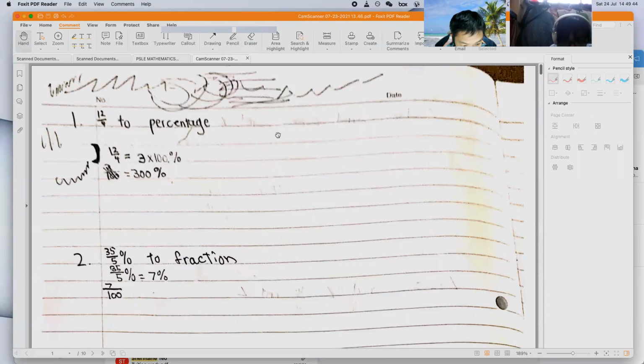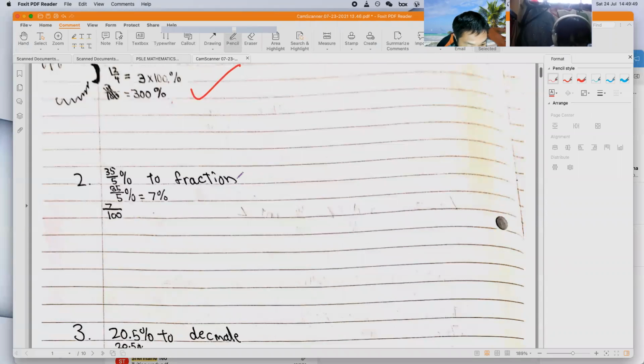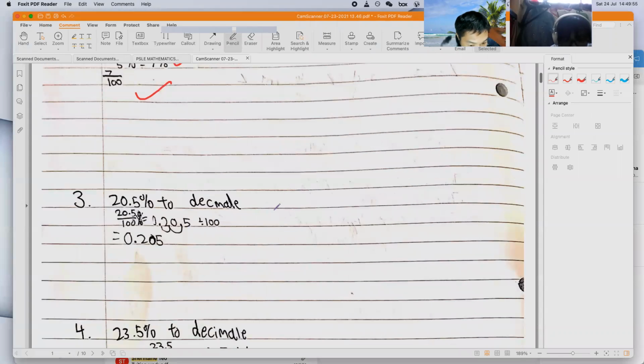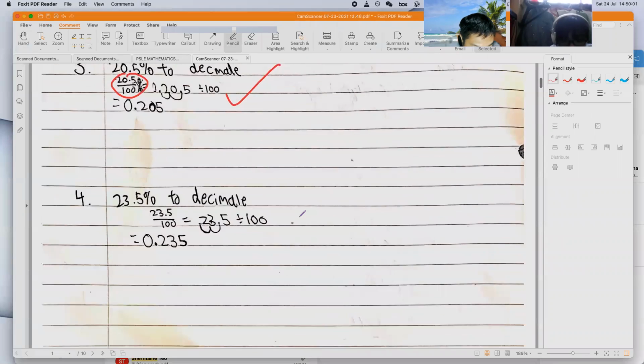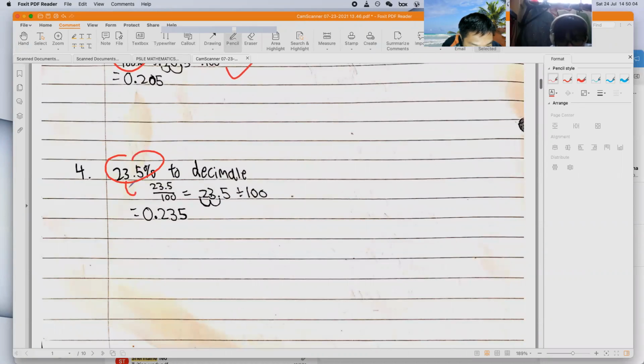This is a percentage. Okay, very quick one. To fraction. So this is 7%. Decimal. Change it to fraction first. And yeah, show it. Change it to fraction first.